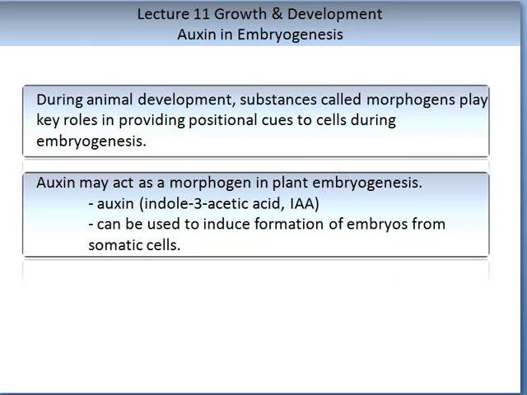During animal development, substances called morphogens play key roles in providing positional cues to cells during embryogenesis. With plants, auxin may act as a morphogen in plant embryogenesis. Auxin is a hormone, indole-3-acetic acid, or IAA for short. It can be used to induce the formation of embryos from somatic cells.